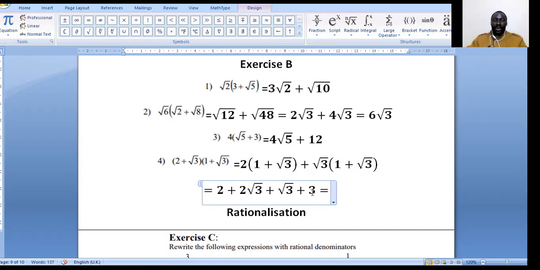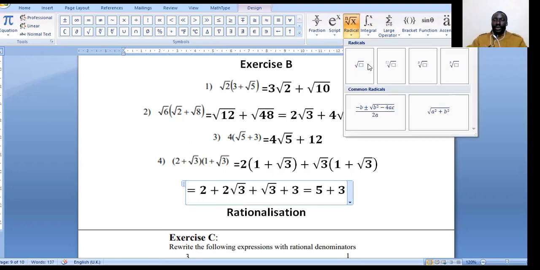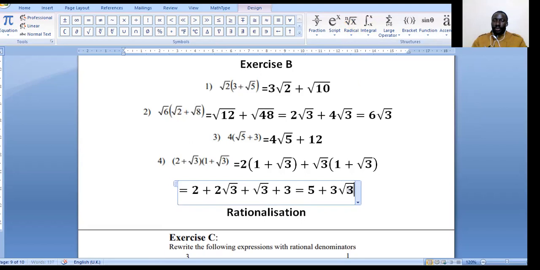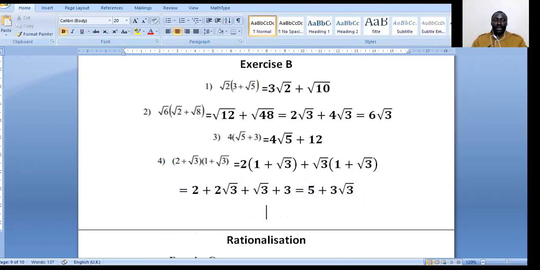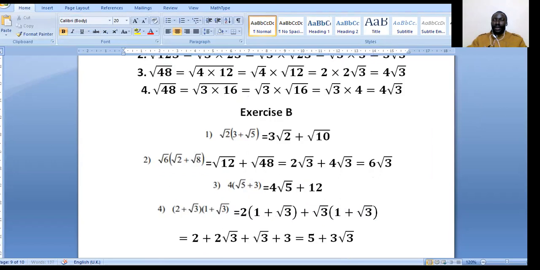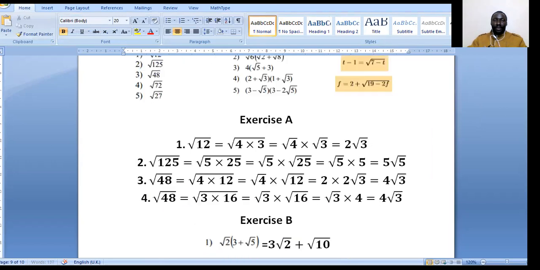Can we simplify this further? Yes. This 3 plus 2 is 5. That we have to add to what? There is this 2 and there is this 1 here, which adds to 3 square root 3. So we have there 3 square root of 3. Yes, that is how we simplify question 4. Question 5 is for you. You can handle that. Okay, work on that question, question 5.